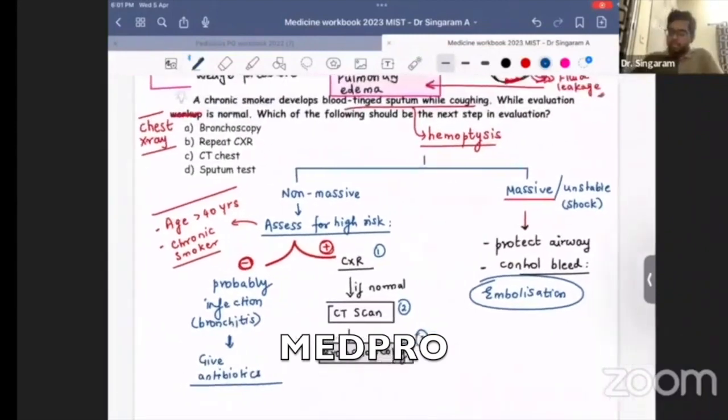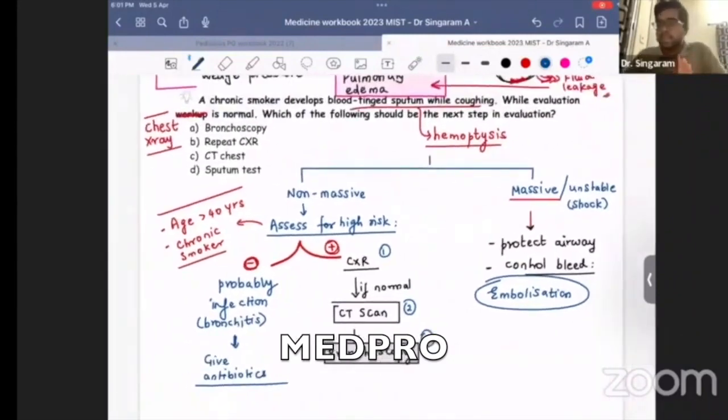This particular pathway is something which you have to remember very correctly. First and foremost, you have to assess whether the patient is having a massive bleed or a non-massive bleed. If it is a massive bleed, don't think about anything else. You go for protection of the airways, for example intubation, then you do the bronchoscopy, and then you control it with embolization. That is the point to be noted.